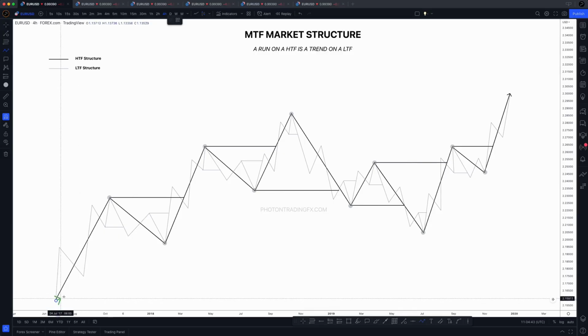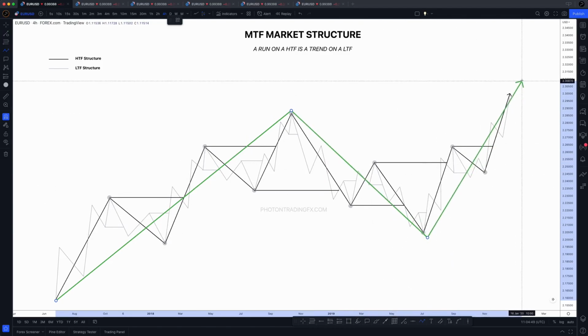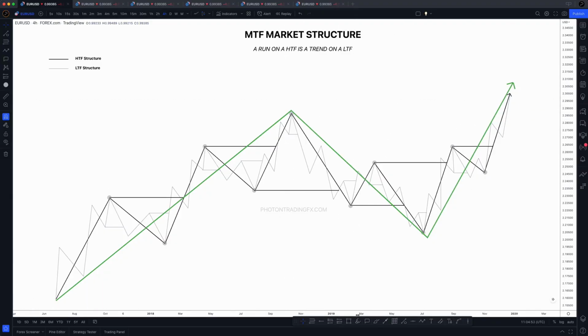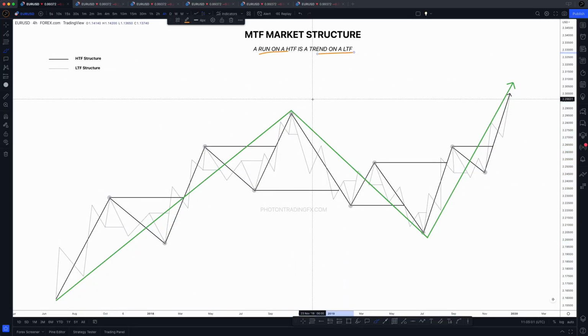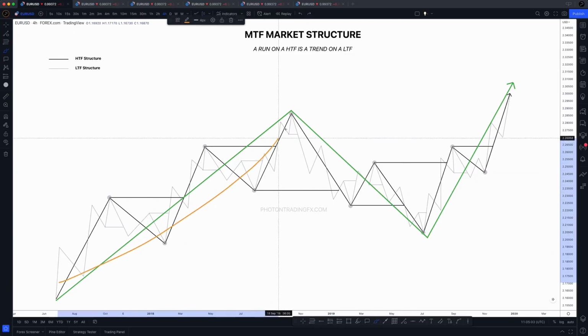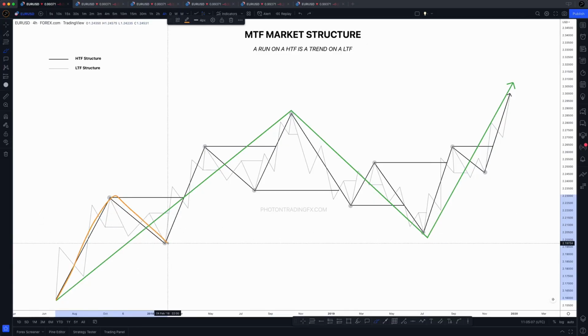So imagine we have a daily move to the upside, then we have a daily swing pullback, and then we have another daily move to the upside there, okay? So that would be the daily chart. So this is the daily run, right? This is the daily impulsive move to the upside. A run on a higher time frame is a trend on a lower time frame, okay? So that daily green run here to the upside, what is that made up of? It's made up of a 4-hour trend. Higher highs and higher lows on the 4-hour chart, right?